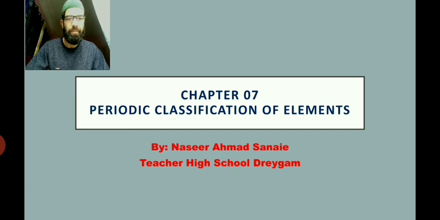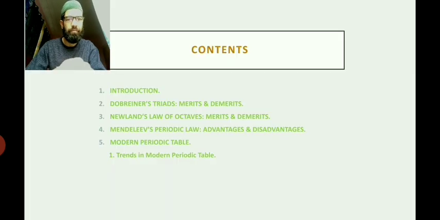So let us begin. Our chapter is Periodic Classification of Elements. Let us look first of all at the contents that we are going to study in this chapter. First of all, we study the introduction of this chapter. Then we will learn about Dobereiner's triads, its merits and demerits, then Newlands' law of octaves and Mendeleev's periodic law, and lastly we are going to deal with the modern periodic table.